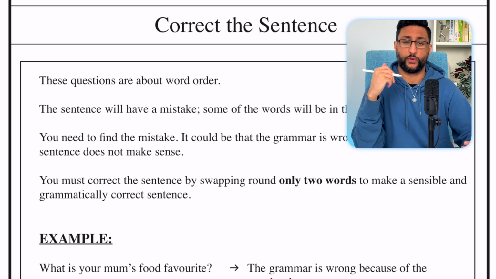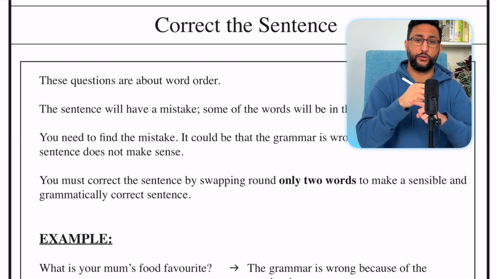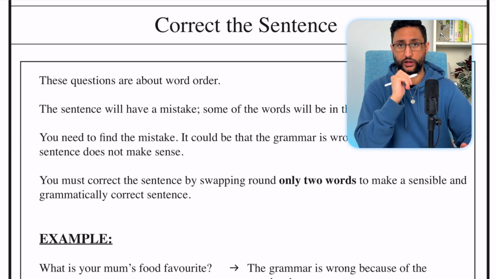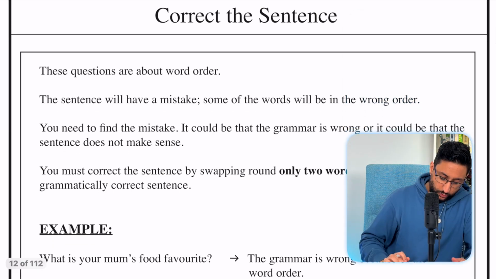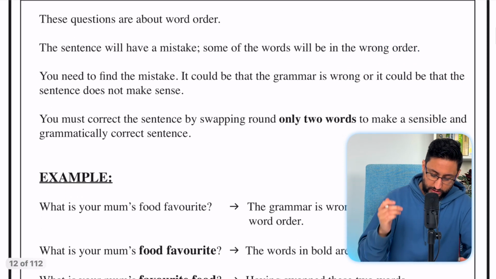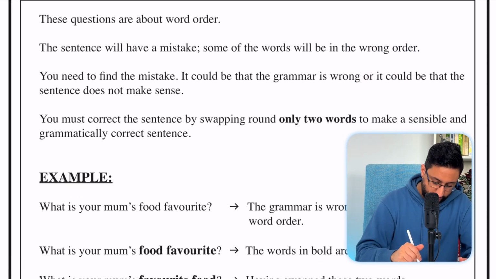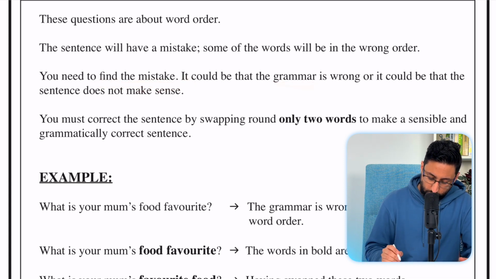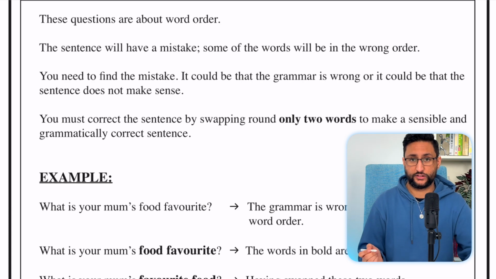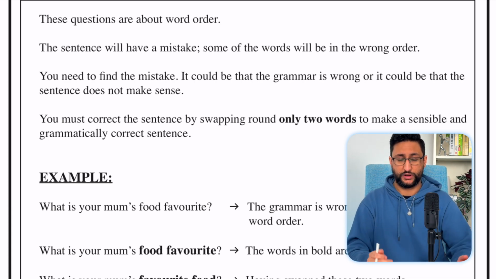In correct the sentence questions, two of the words have been swapped around, and it's your job to find out which ones they are. So the sentence will have a mistake. Some of the words will be in the wrong order. You need to find the mistake. It could be a grammar mistake, or it could be that the sentence just doesn't make sense. I think the easiest way to go through these questions is just to go through some examples.